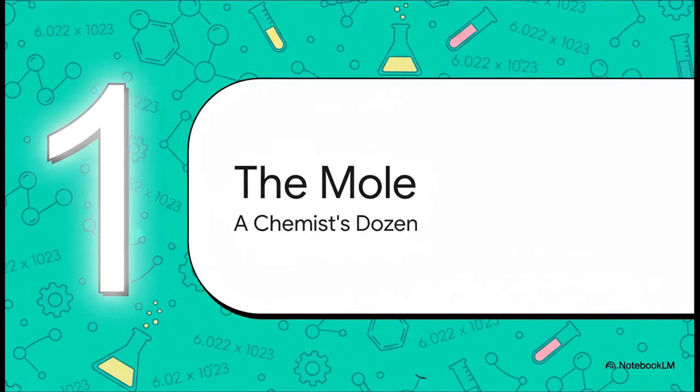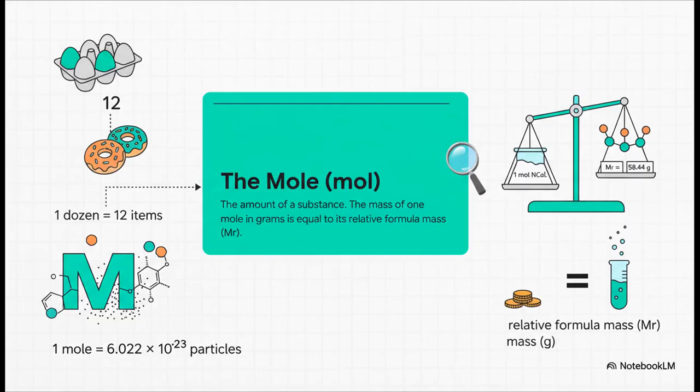Okay, let's get right into it with the single most important idea in this entire topic, and it's called the mole. So what is a mole? The easiest way to think about it is like a chemist's dozen. You know that a dozen means 12. Well, a mole is just a name for a specific, huge number of particles.